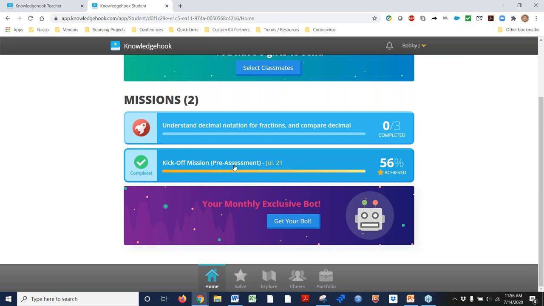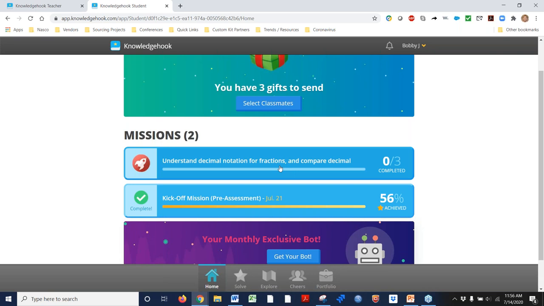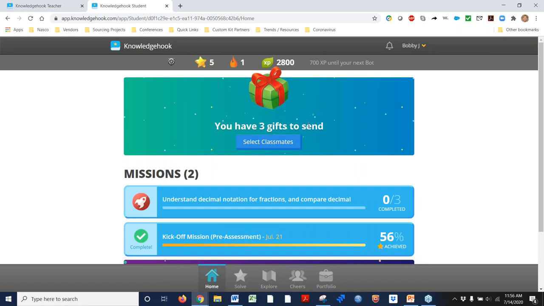There's also different things that you can get exclusive. There's also different activities that I can add as well. And the nice thing too is you also get gifts to send. So the more experience you get, you can work with other students to send them gifts and different activities. Bobby J is my go-to fake account that I use to show you the student side of things.